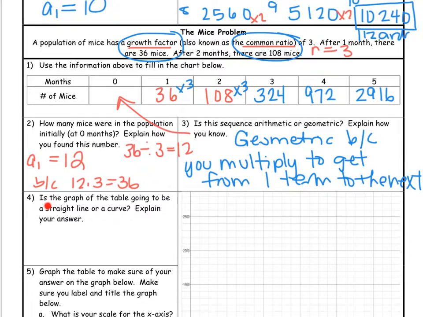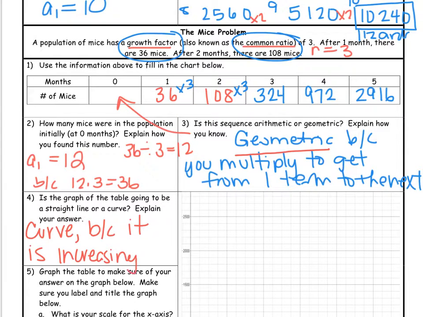Number 4, is the graph of the table going to be a straight line or a curve? Well, we talked about that. Because it is geometric, that means it's going to be a curve, because it is increasing exponentially.